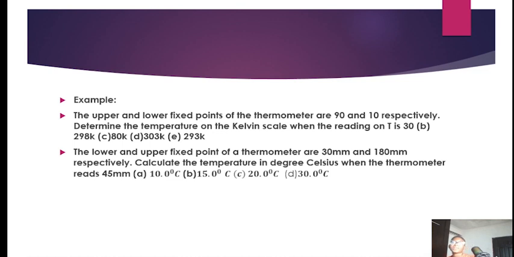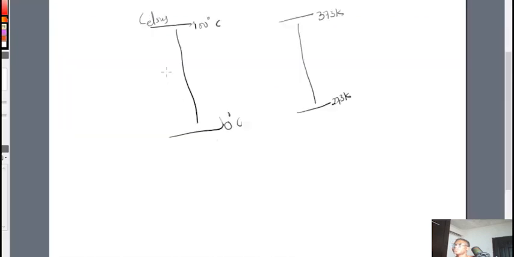So look at this question now. The question says the upper and lower fixed points of a thermometer are 90 and 10 respectively. So determine the temperature on the Kelvin scale when the reading is 30. So this one we don't even know, maybe it's Kelvin, maybe it's Fahrenheit or Celsius, but we're given the upper and lower point of the thermometer. We don't know the scale of the thermometer, but they gave us the upper and the lower and the middle part.